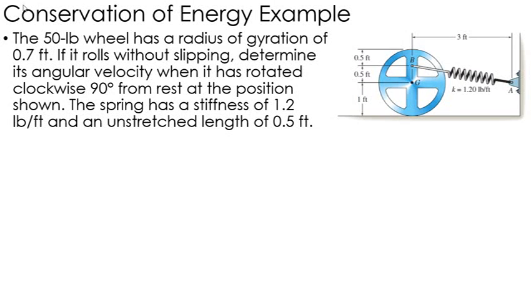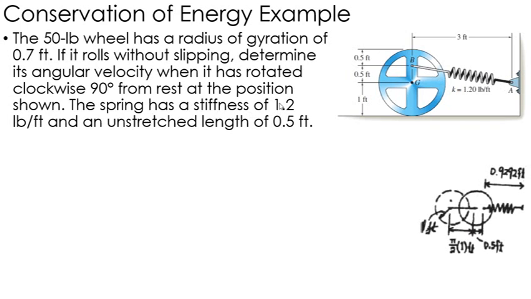Okay, in this problem, I've got a 50-pound wheel that has a radius of gyration of 0.7 feet. Basically, if it rolls without slipping, I want to determine the angular velocity after it's rotated clockwise 90 degrees. It starts at rest. This spring has an initial stretch in it, which pulls it to the right. The spring has an unstretched length of 0.5 feet and a K as shown there.